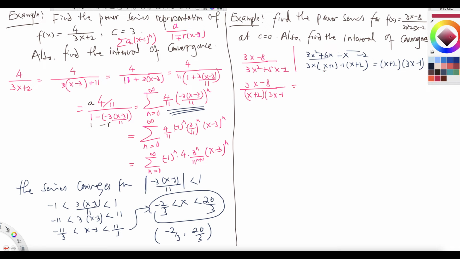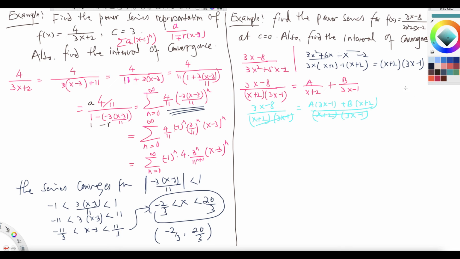Now I want to use the partial fraction. This is a little longer problem. You can write A over (x + 2) plus B over (3x - 1). Using cross multiplication, you write A(3x - 1) plus B(x + 2), divided by (x + 2)(3x - 1). On the left side you have the same denominator, so you cancel it. What is left is 3x - 8 equals that.